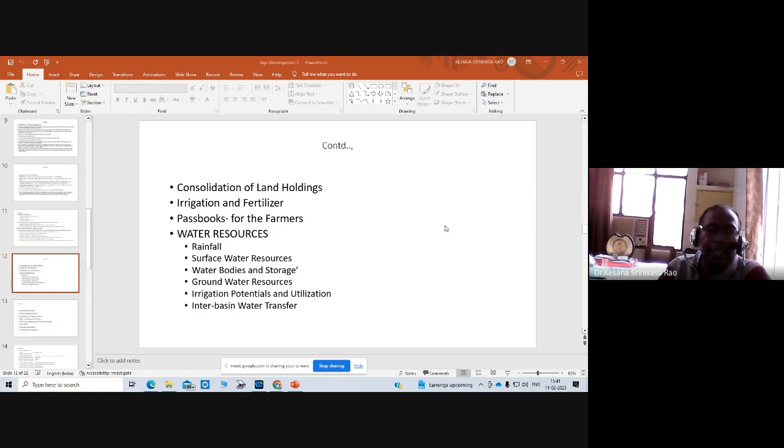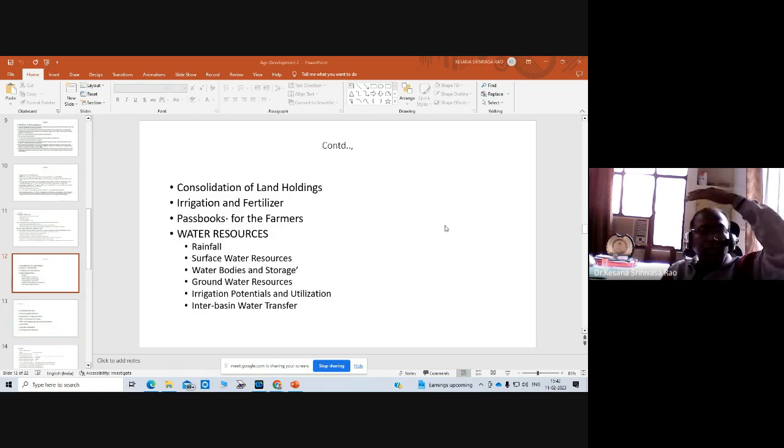Then the second aspect which we can see is the water resources. Water is one of the most important components for agriculture development. So far, land we have discussed. Then the second aspect which we have to think about is the water resources.